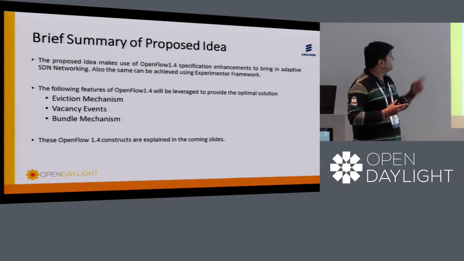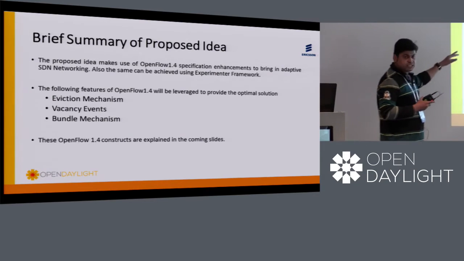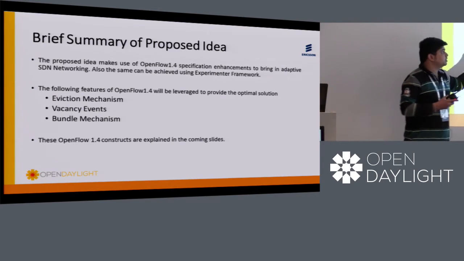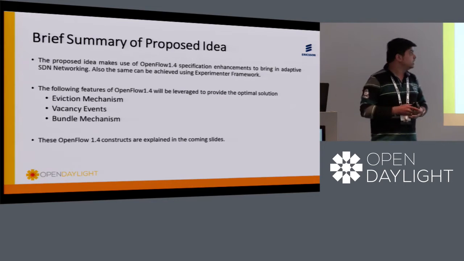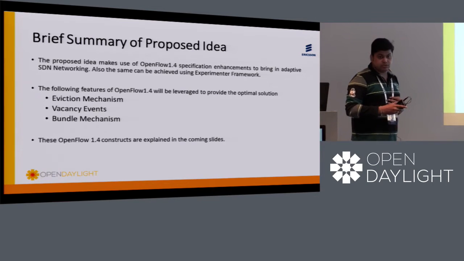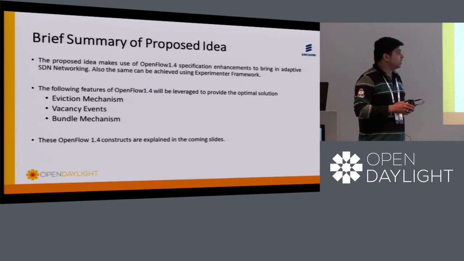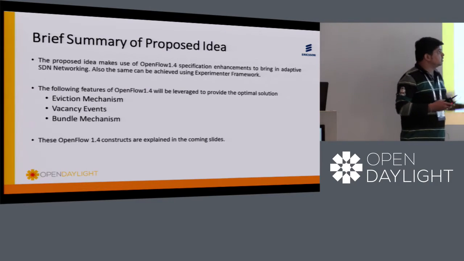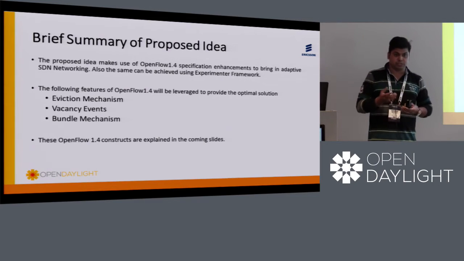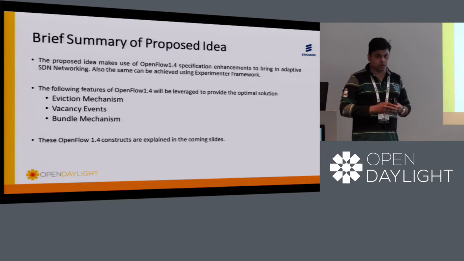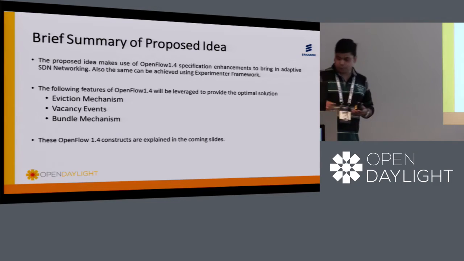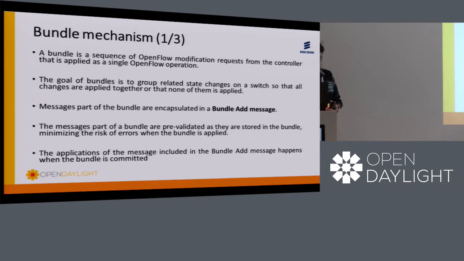This can be solved by using these 3 basic enhancements which are provided by OpenFlow 1.4. It's not necessary that we should have 1.4 compliant things. It can also be achieved by using the experimenter framework. We'll get back to that, how that can be done. But for now we'll go through all these 3 particular enhancements which will help us in making the SDN network more optimized or adaptive. So we'll go through the bundle mechanism first.